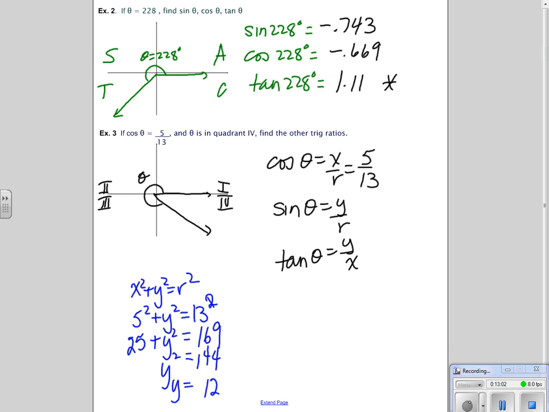I'm taking the square root of both sides, but hold on a second. We know which quadrant this is in. So we know that my y value is going to be negative. So my answer is going to be negative 12. We can fill out the other two ratios. Sine theta is y over r, that's negative 12 over 13. Tan is y over x, which is negative 12 over 5.